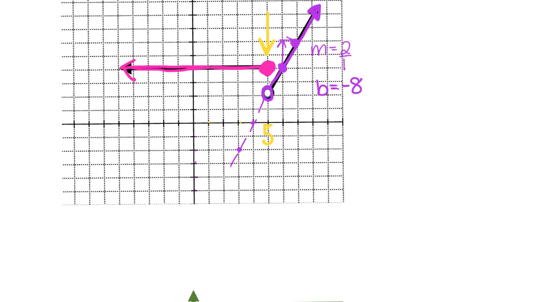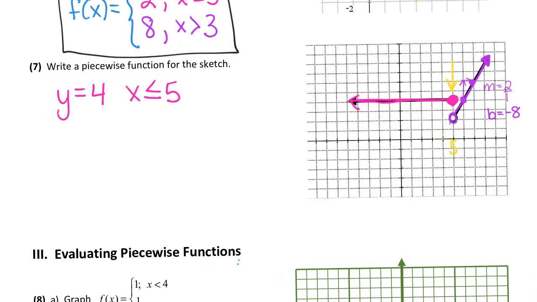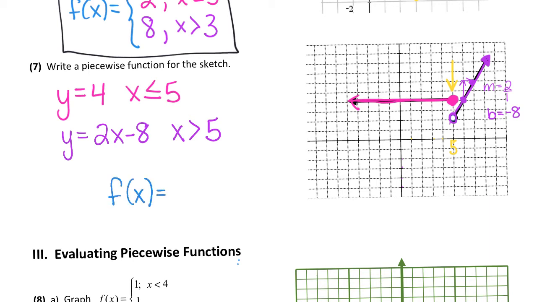I'm going to erase this because we know it doesn't go on. But now that I have my slope and my y-intercept, sorry, a little shaky there, I know that y is equal to 2x minus 8 when x is greater than 5. Now I can put this together to write my piecewise function. So f of x is going to equal 4 when x is less than or equal to 5, and it's going to equal 2x minus 8 when x is greater than 5.